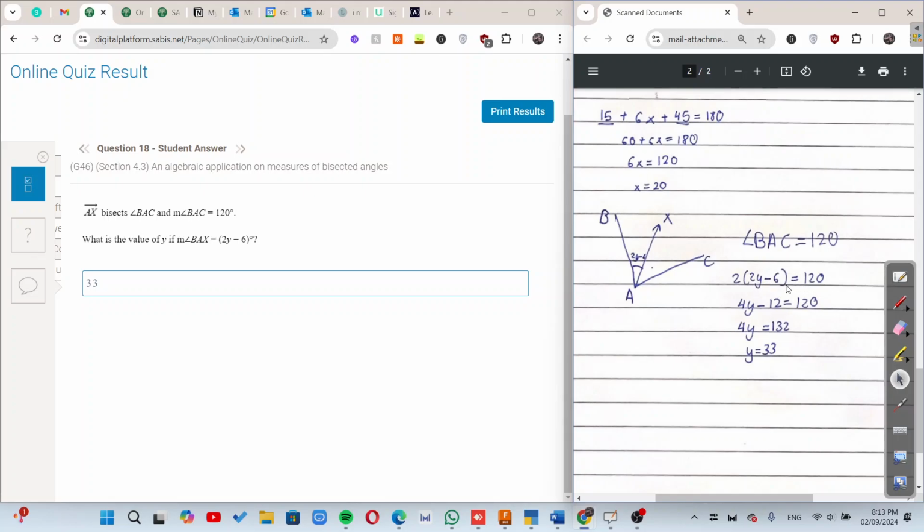2 times 2y minus 6 equals 120. So 4y minus 12 equals 120. 4y equals 132. Once you divide it, it's going to equal 33, and you get your answer.